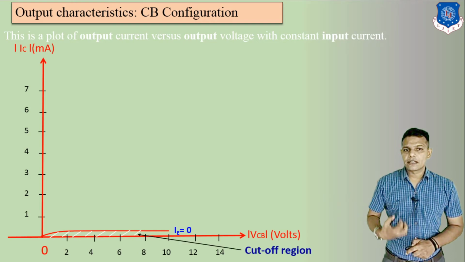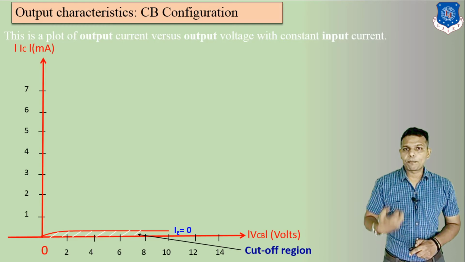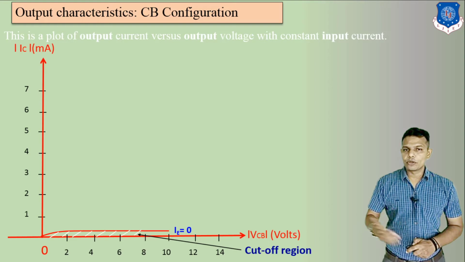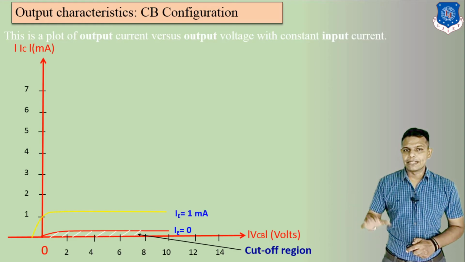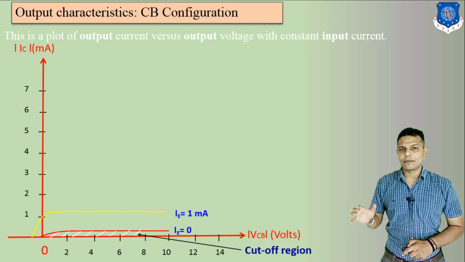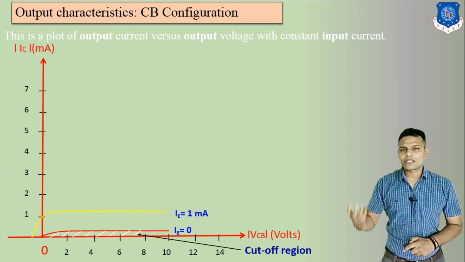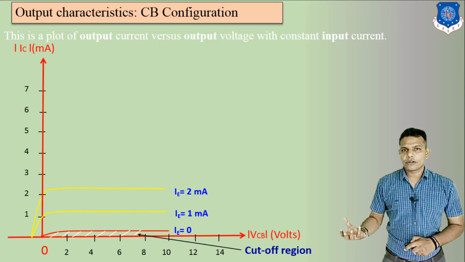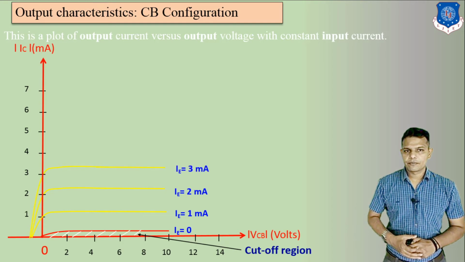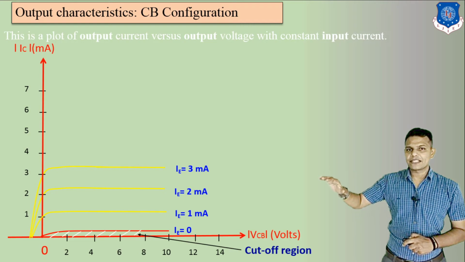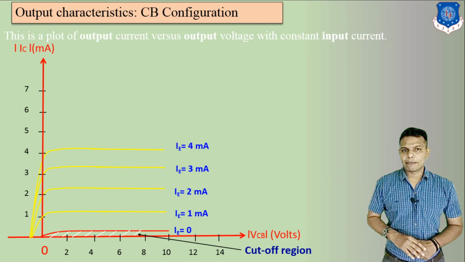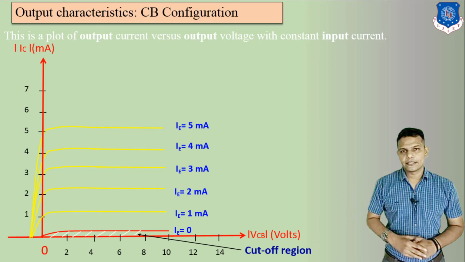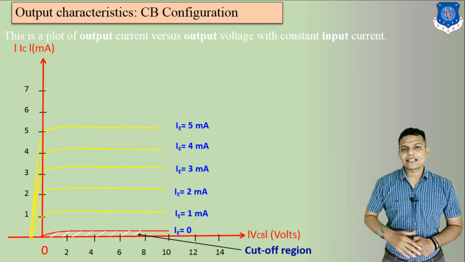Now if we increase the value of IE, that means the input current's value is going to be increased, at this time you will get your output current. Here we can see if you take IE equal to 1 milliampere, at this time IC becomes 1, or approximately 1, we can say, in milliampere. Then if IE is equal to 2 milliampere, your IC becomes like this. IE is equal to 3 milliampere, at this time your IC is also different. IE is equal to 4 milliampere and IE is equal to 5 milliampere, and you will get different values of IC. Now this region is known as active region.